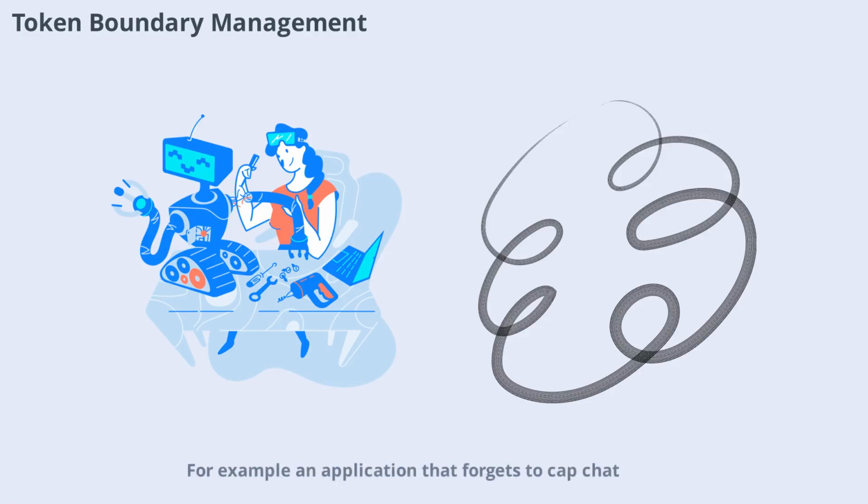For example, an application that forgets to cap chat histories may quickly exhaust the model's context window, causing out-of-token errors. By allocating specific percentages for reference data, chat history, system rules, and output runway, you can maintain a balanced and functional prompt structure.